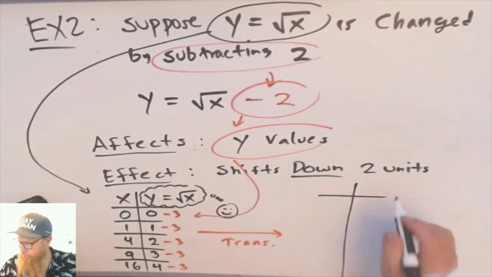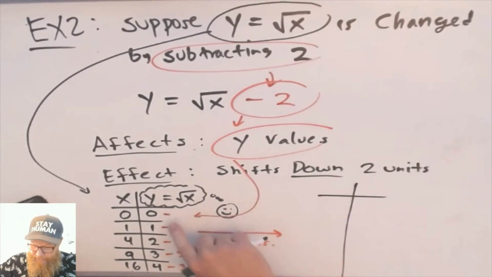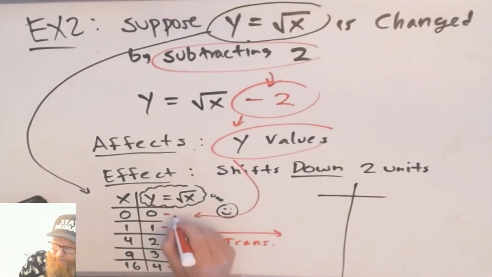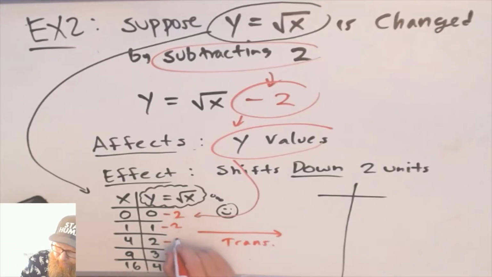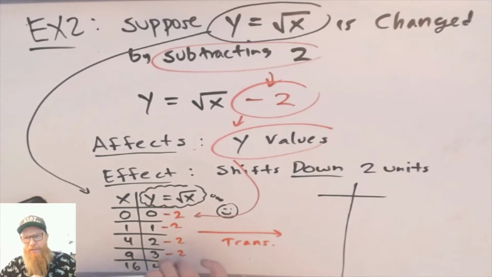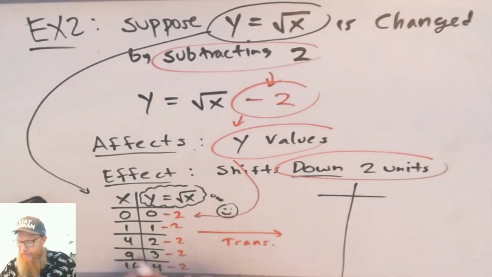Why did I say 3? I still have the last example stuck in my head. That clearly says 2. Somebody almost got extra credit out there. I caught it. So I'm subtracting 2. It's going down 2 units.